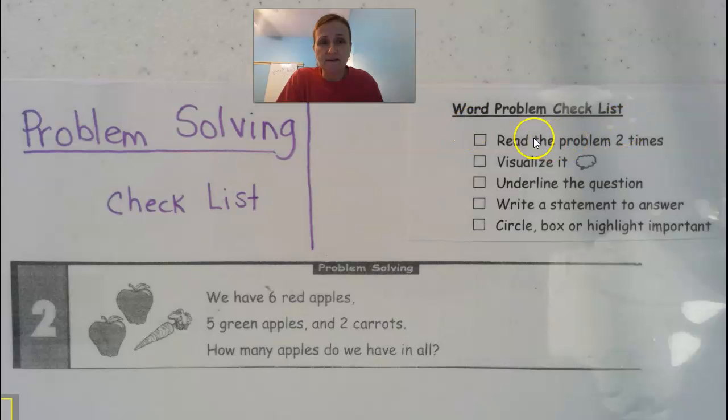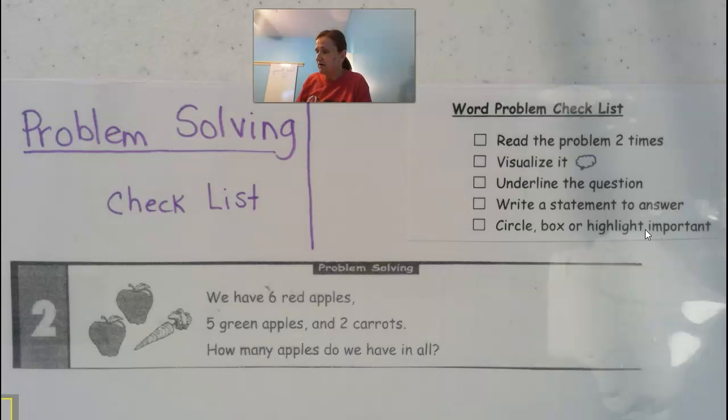So the checklist, first thing that you should check off is it tells you to read the problem 2 times. Then it tells you to visualize it. And I put this little thought bubble there to remind you about visualizing. We've been doing that in reading. We're picturing it happening. Visualize. Then they want you to underline the question. What is it asking you? They want you to write a statement to answer. So in a complete sentence, write a statement and leave the blank until you get the answer. And they also want you to circle, box, or highlight any important words in there.